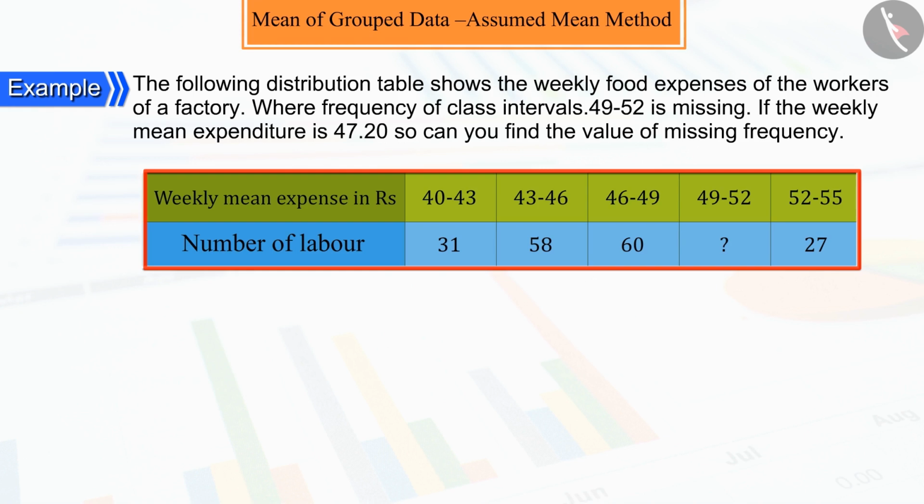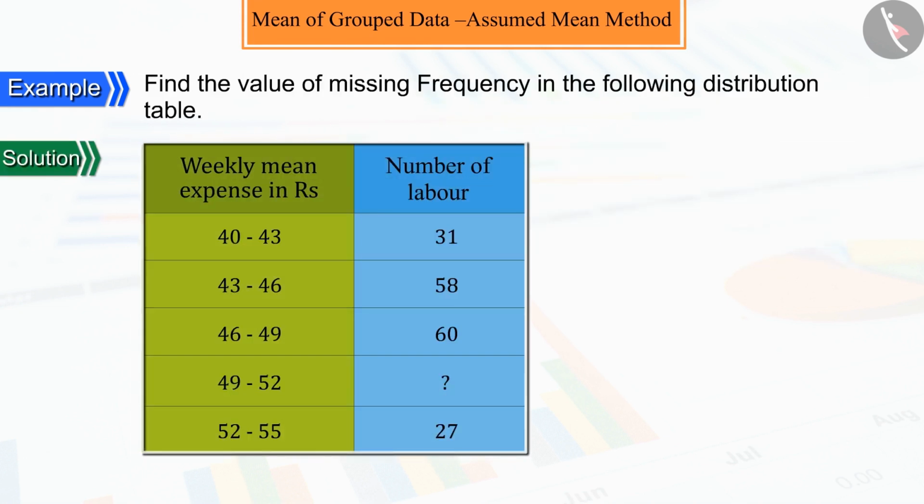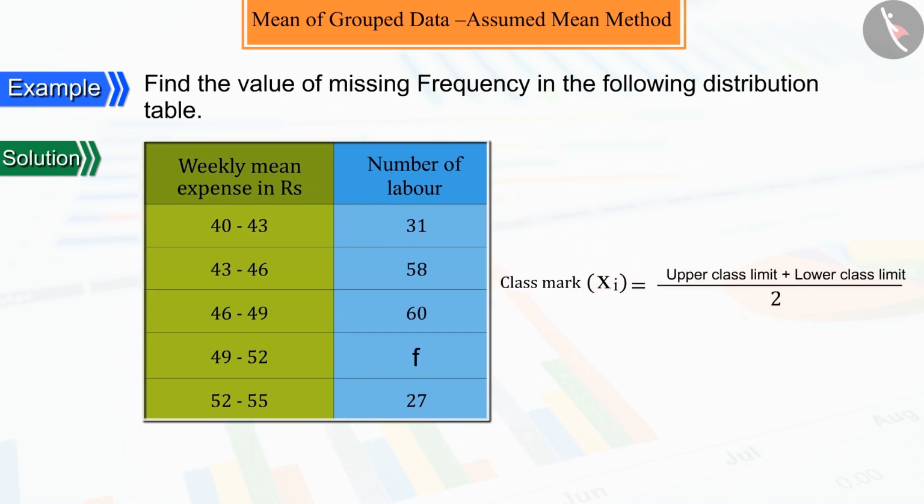Come, let's try to solve it. The given distribution table is a system of grouped data, where the width of the class interval is 3. Let f be the missing frequency whose value we have to find out. For this, we have to find the mean of this distribution. From the table, we can see that to find the mean, we will need the midpoints of these class intervals, for which we will use the class mark or midpoint formula.